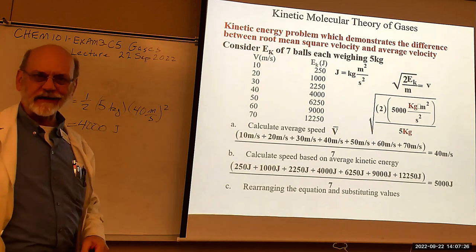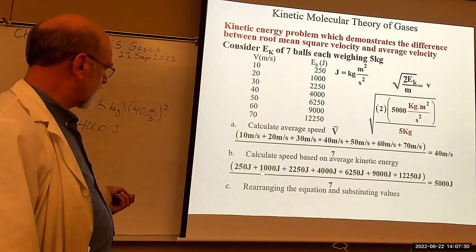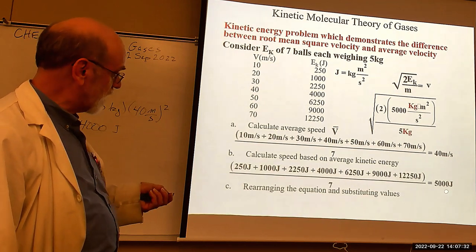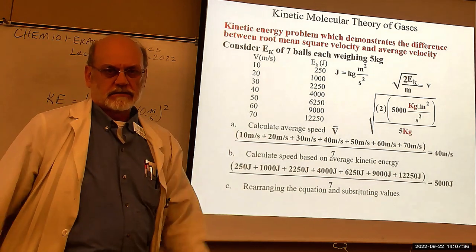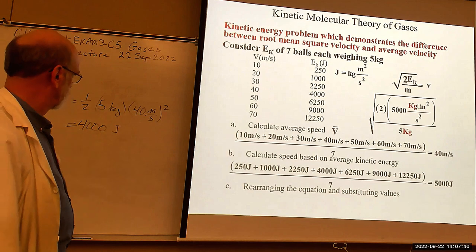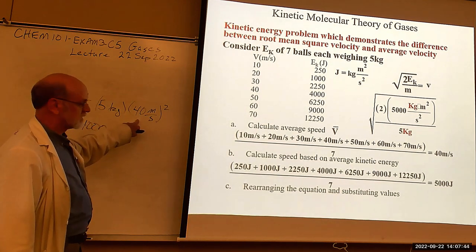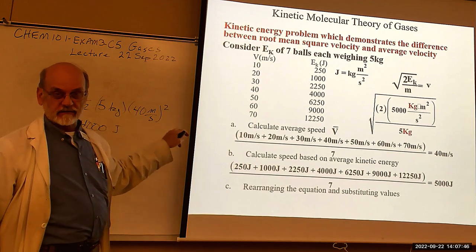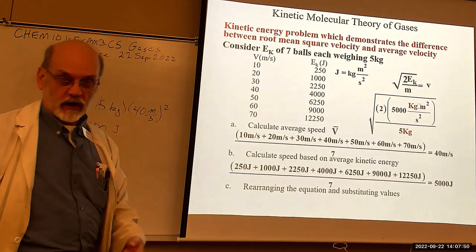But we just calculated the average kinetic energy based upon this list at 5,000 joules. So what gives? What's wrong with this picture? You can't use simple average velocity to do the calculation. It doesn't work. What velocity would work?